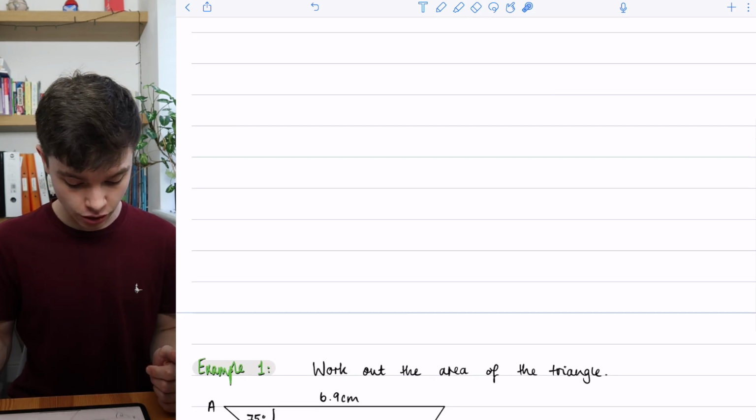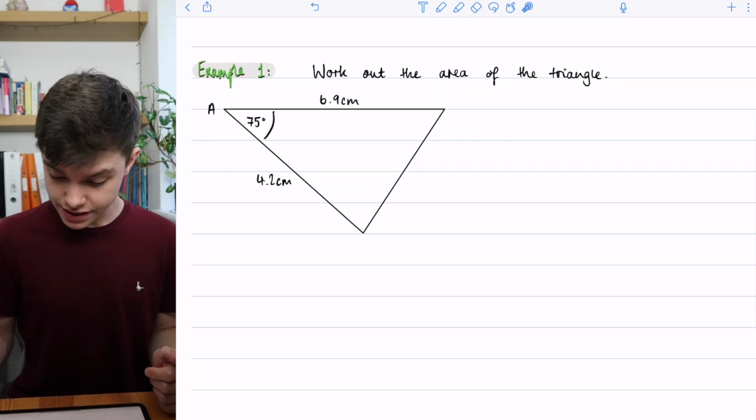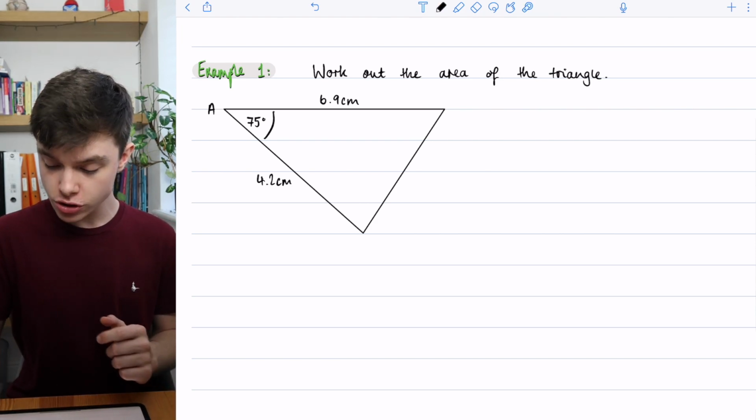Okay, now we will have a look at some examples. The first example is quite simple, so just pause and have a go.